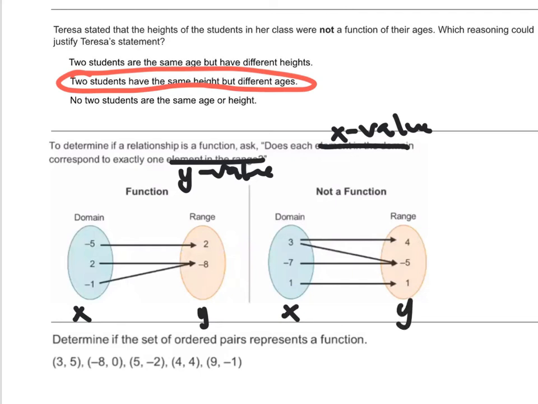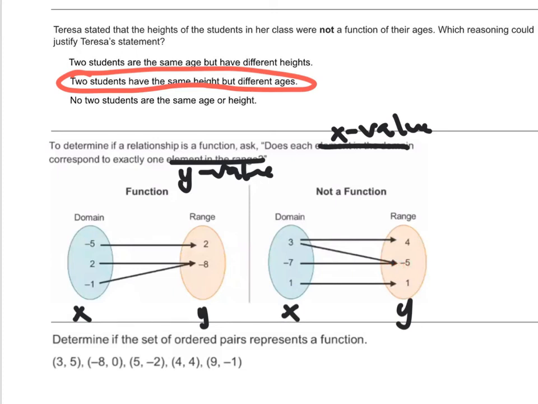So what we know here is that if your x value is -5, you get 2, if your x value is 2, your y value is -8. Okay? If your x value is -1, you get -8. That's okay. We just want to know that each x goes to one number. Now over here, what you notice is that 3 is your x value, you get 4. But then all of a sudden you say 3 is also -5.